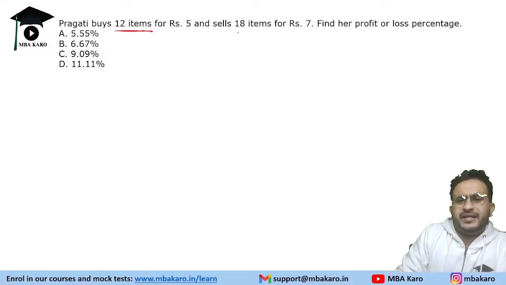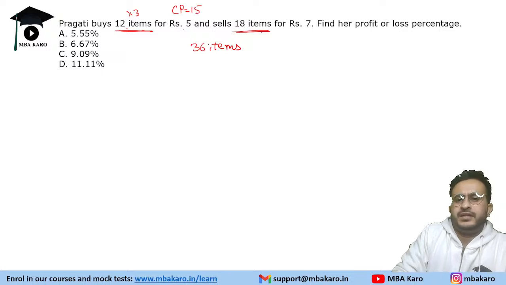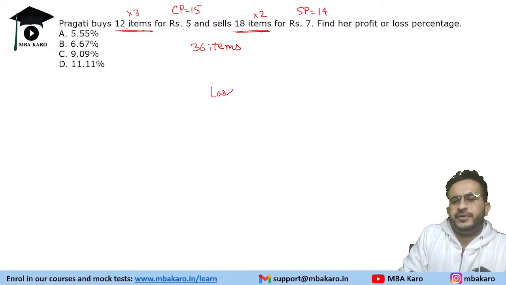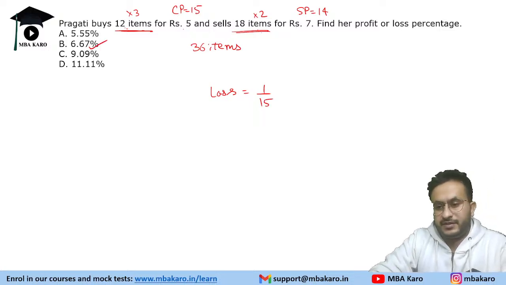12 items and 18 items. To take the LCM, suppose he has 36 items, right? So 12 items for 5 rupees, so into 3, that means cost price is 15 rupees, right? 18 items for 7, so into 2, selling price is 14 rupees, right? Loss is 1 rupee on 15 rupees, 6.67%. Okay, all right.